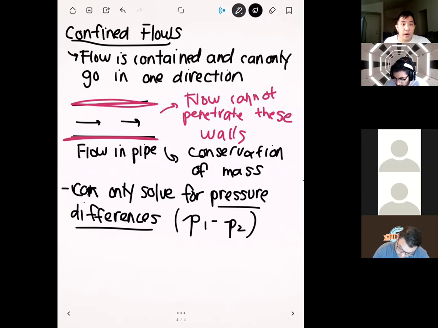And so when you're applying Bernoulli, you're not going to solve for just P1 directly. What you're going to be solving for is the quantity P1 minus P2. You guys have already done this in the last homework. In the manometry problem, remember you solved for the pressure difference, PA minus PB. And so confined flows is the same idea, where you're not going to solve for the absolute pressure, but just for the pressure differences.